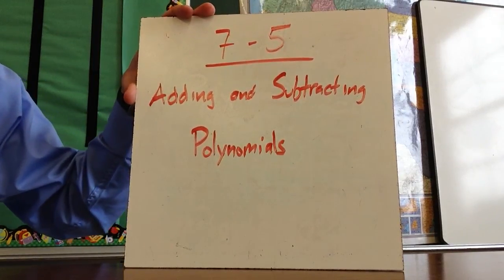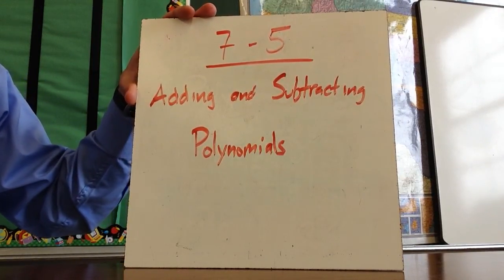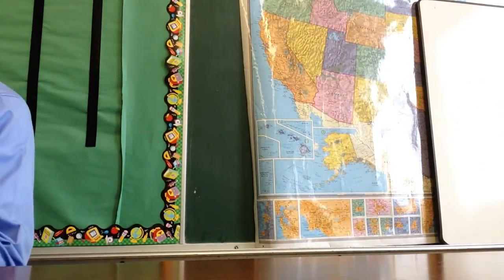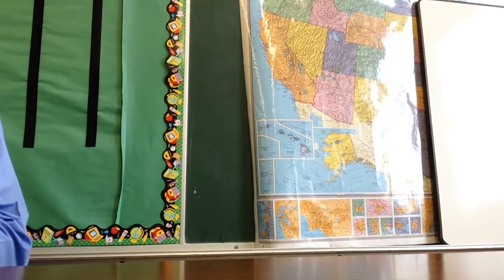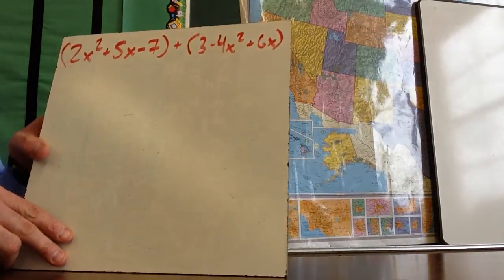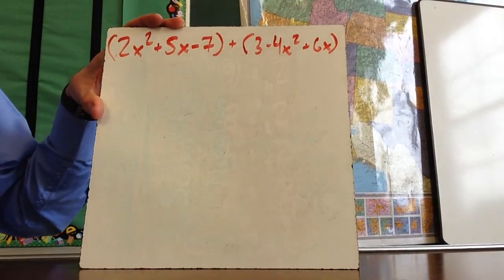This video will discuss chapter 7.5, adding and subtracting polynomials. So I'm going to show you two different ways that you can add and subtract polynomials. We're going to start with the horizontal method, and then we'll work on the vertical method.